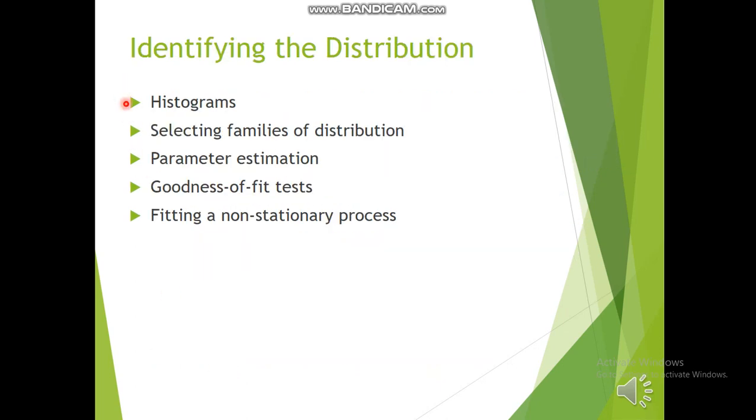So after collecting the data, the appropriate distribution followed by the data has to be identified. A histogram is usually used for this purpose. So how do you identify the distributions? That is using histograms. And then you have to select the families of distribution. Parameter estimation has to be done, and some goodness of fit tests you also have to do for the particular distribution, and fitting a non-stationary process.